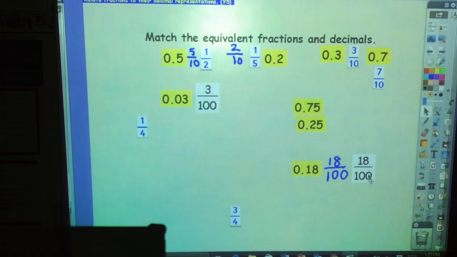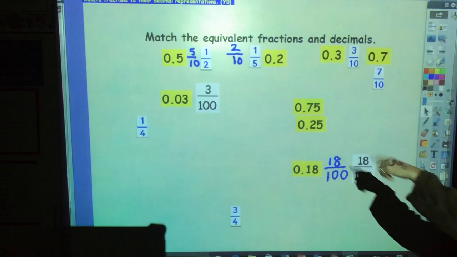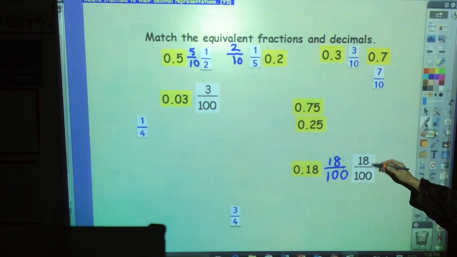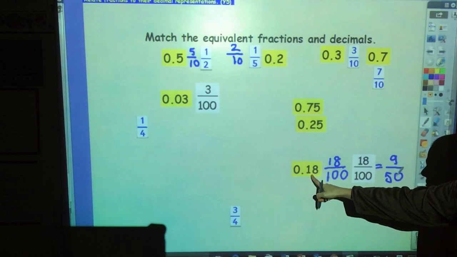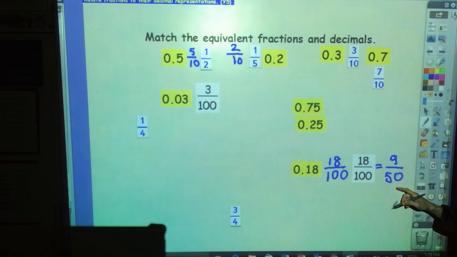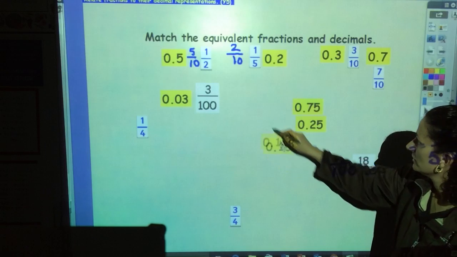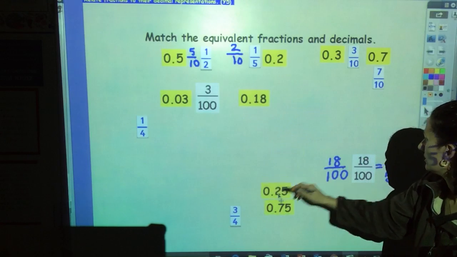You're right, this is not in simplest form. So they didn't give us the simplest form of this one. We can reduce this. Again, we can divide by 2, and that would give us 9/50. So 18/100 is equal to 9/50 in simplest form. Let me move all those up here. Move these down here, we haven't done those yet.